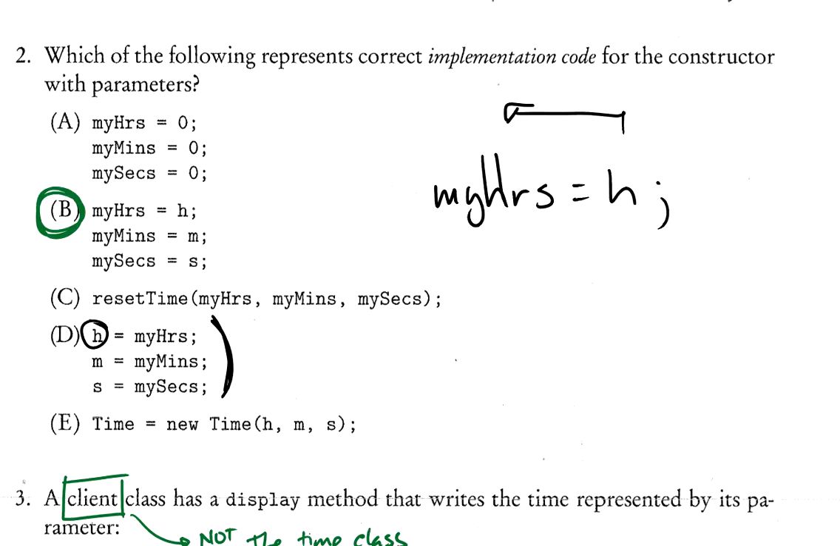And then for some of the other choices, A might be good for the zero argument one. Reset time, that looks like it's a method call. I don't think that would be a good way to go. And then time equals new time, HMS. No, that's basically just creating a new time object in the constructor that still hasn't been written, so we need to write it. But the correct answer is B.